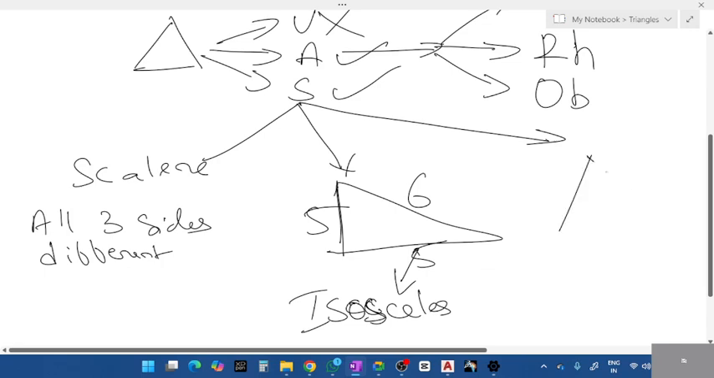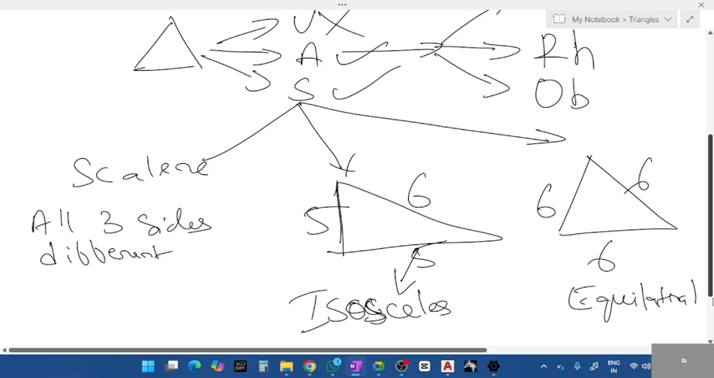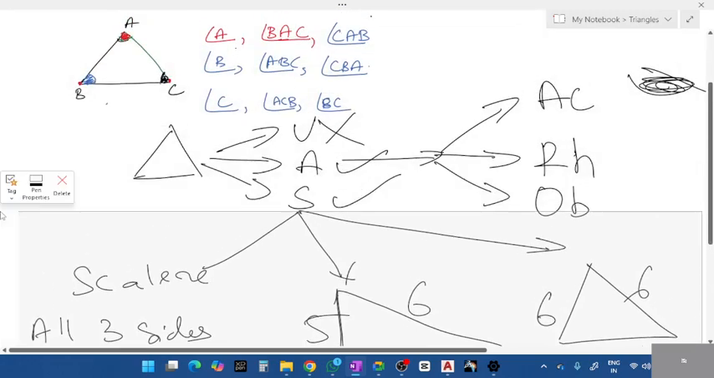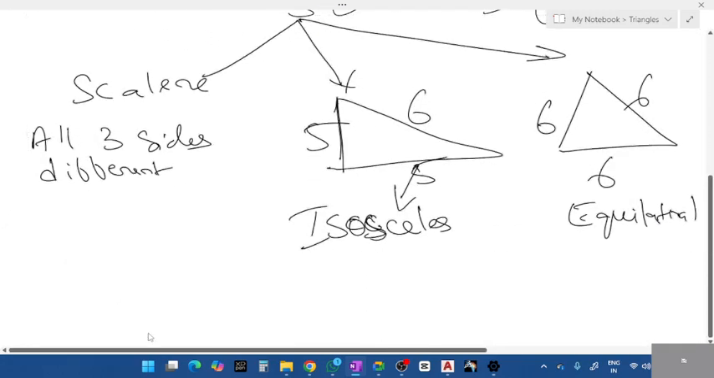Fine. If all three sides are equal, equilateral triangle. Equilateral triangle. That's it. You don't have to write anything. If you just concentrate, you'll understand. Scalene, isosceles, equilateral. Any doubts? All of you understood? Based on sides? Clear? Based on sides. Okay.